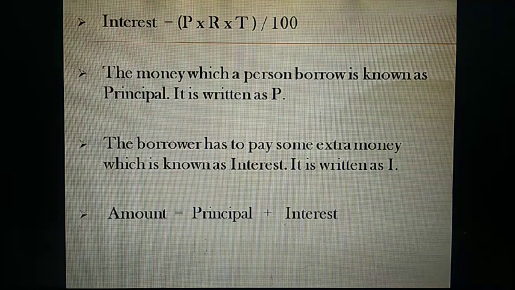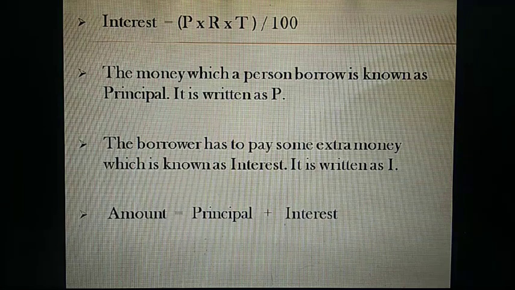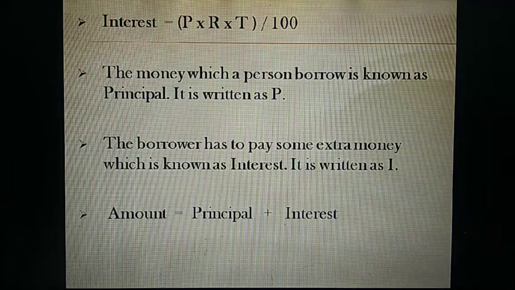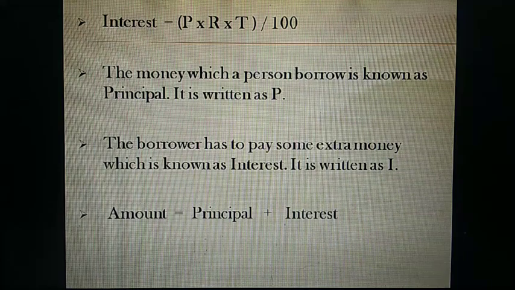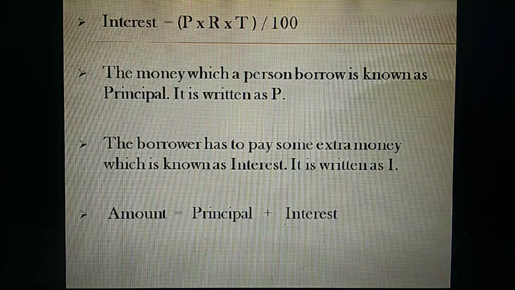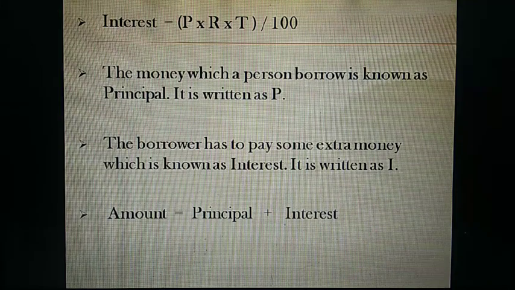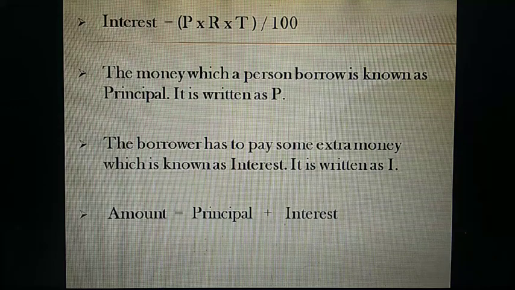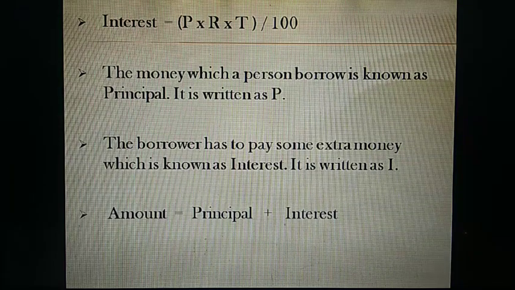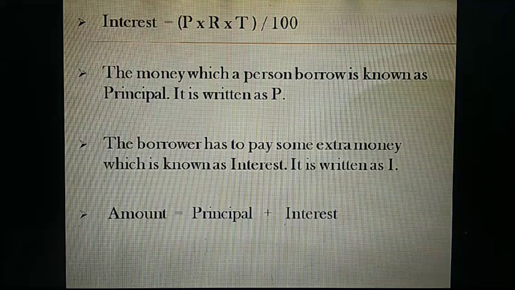Once the interest is calculated, you can calculate the amount, which means principal plus interest. Now, what is this amount? The amount is the money which you are supposed to pay at the end of the year. That's why the formula is principal, that is the money which a person borrows, plus interest, that is the extra money which he is supposed to pay. As a whole, he will pay at the end of the year principal plus interest, that is amount.